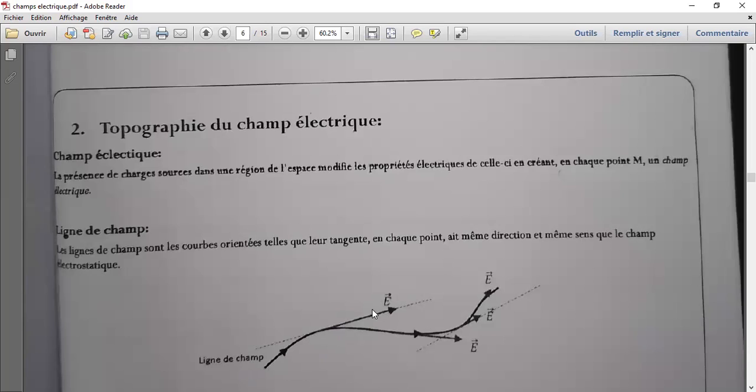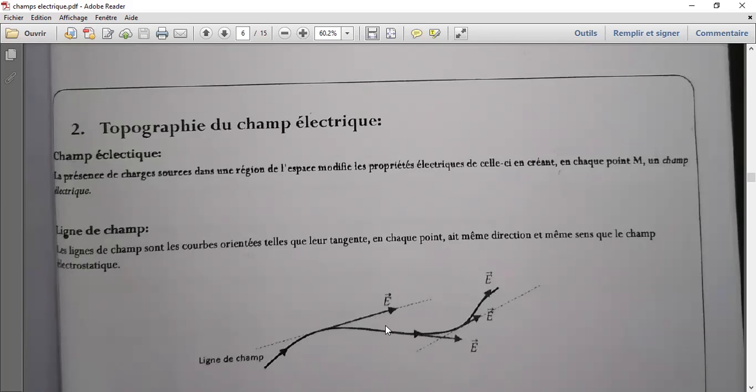So basically, most of the time, they will give you a curve in which they show you the direction. This is the ligne de champ. They show you the direction is going this side and it's coming out the other side.